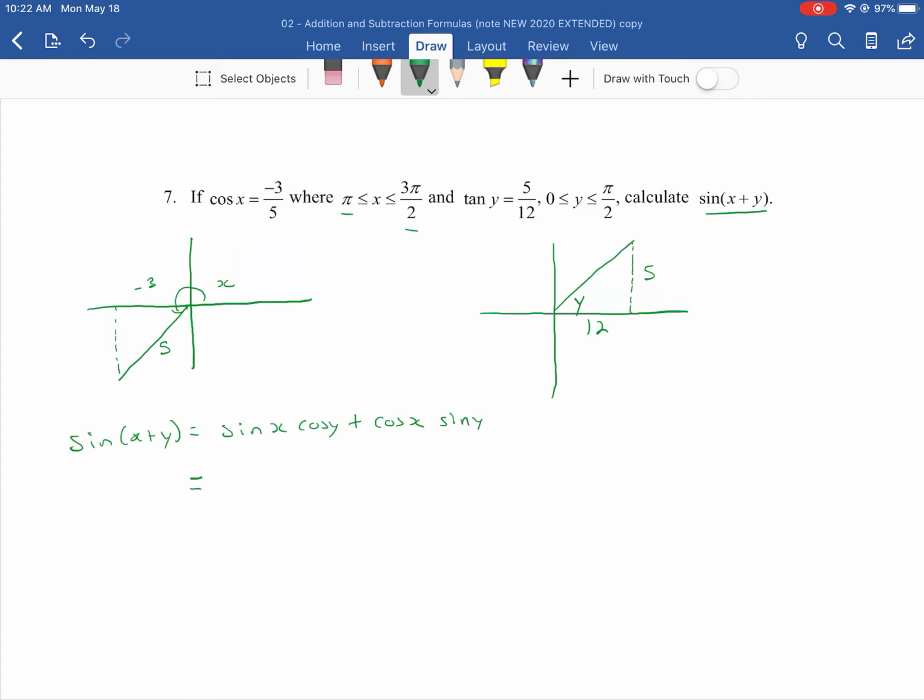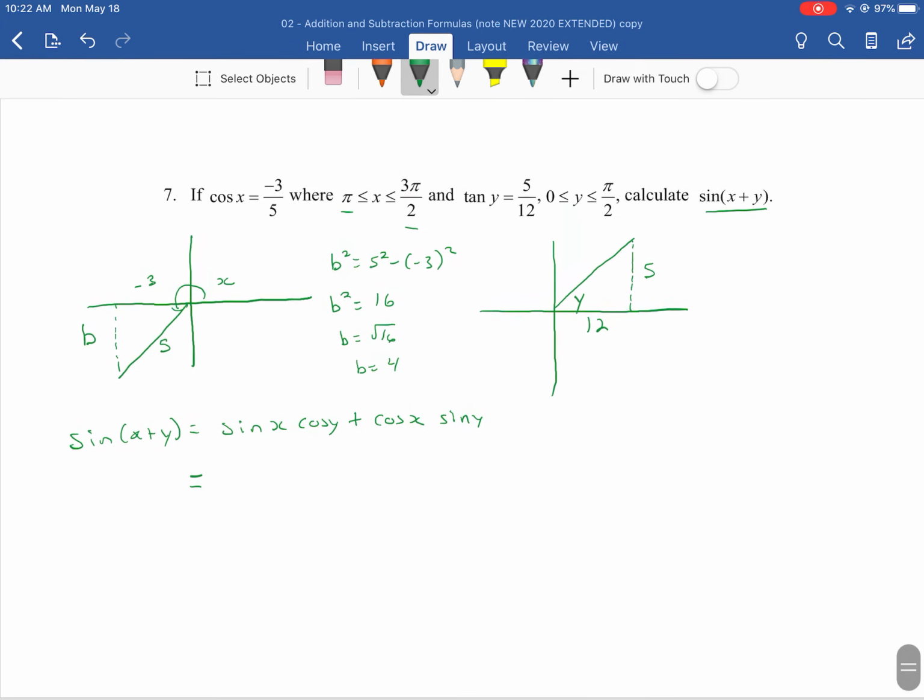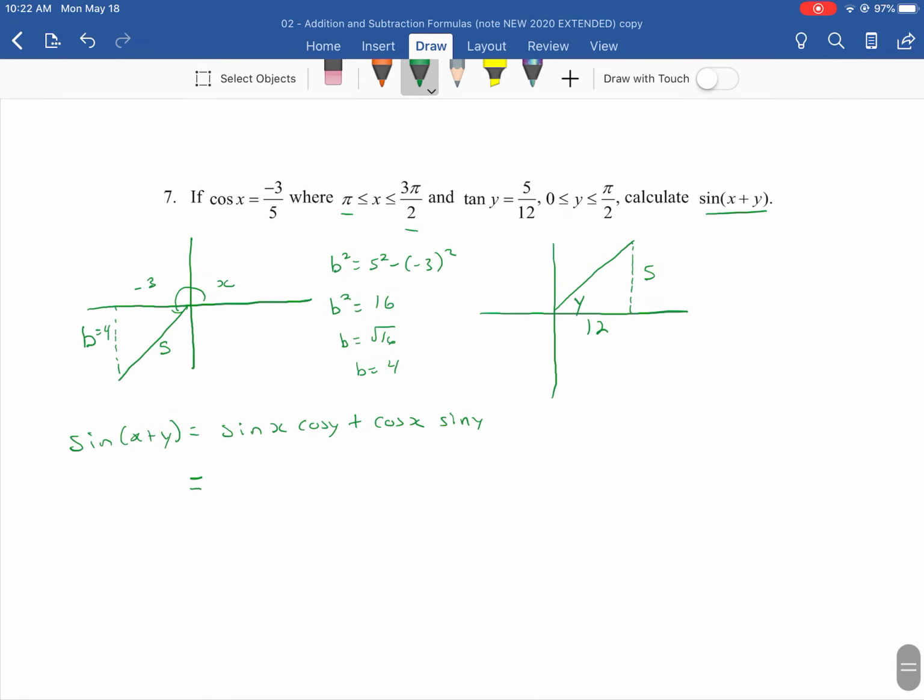Okay, so they want sine of x plus y. So I want to find sine of x. I look in my picture and I go, okay, I want sine of x. I need opposite over hypotenuse here. I don't have the opposite side. Right off the bat, my picture isn't enough. But with a little Pythagorean theorem, I'm just going to draw a little b on here. And I can go, oh, b squared equals 5 squared minus negative 3 squared. And b squared equals, what, 25 minus 9 is 16. b is the square root of 16. b is 4. Well, it's negative 4, actually.